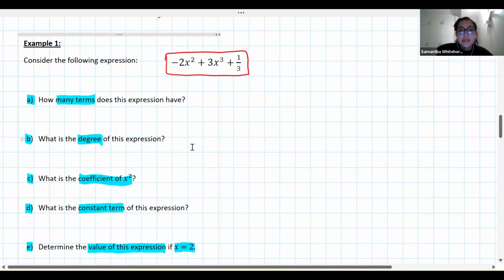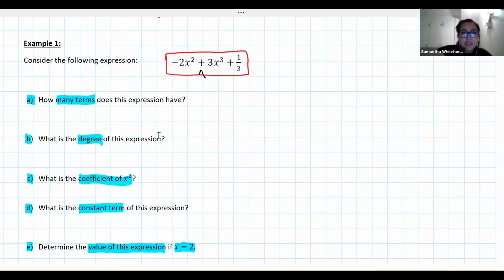Okay, guys, so let's see. How many terms does this expression have? Remember, the plus and the minus signs are going to separate them. We're not too stressed about this first one because there's nothing in front of it. So this expression has got 3 terms.